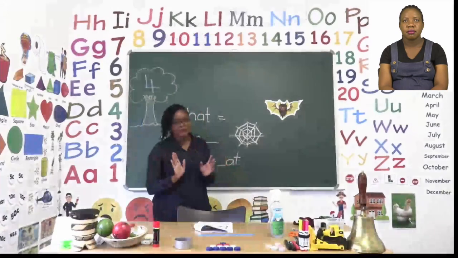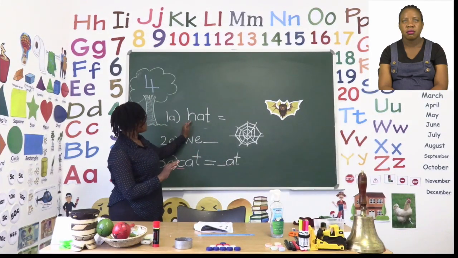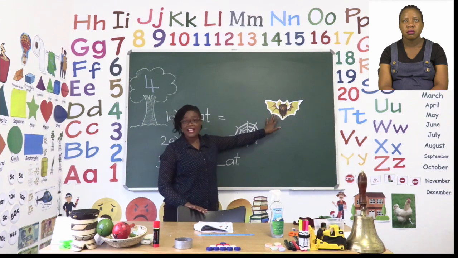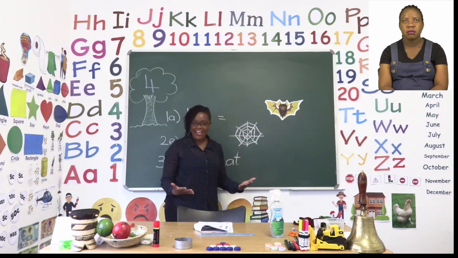Now I'm only going to help you with a few. The first one I'm going to help you with is the word hat. Now we can see that we have the word hat and then we have a picture of an animal. This animal is called a bat.